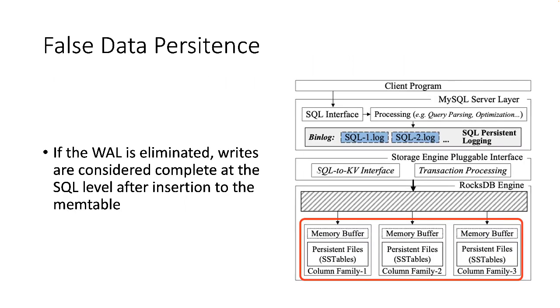First, what we call false data persistence, which I mentioned a bit earlier. If we eliminate the WAL at the bottom, what will happen is that when we write something at the SQL layer in a transaction, it'll be flushed to the memory buffer initially, and RocksDB, or whatever the storage engine is, will return complete to the layer above. But at this time, the write is just in memory. There's no write-ahead log.